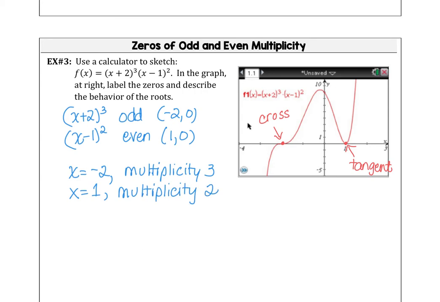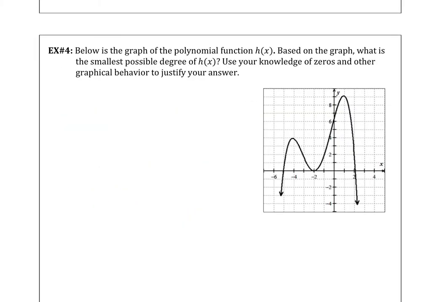In this example, we've got the graph of a polynomial, and based on that graph, what's the smallest degree of h of x? Well, it's got 1, 2, 3 terms, so the smallest degree is going to be 4.